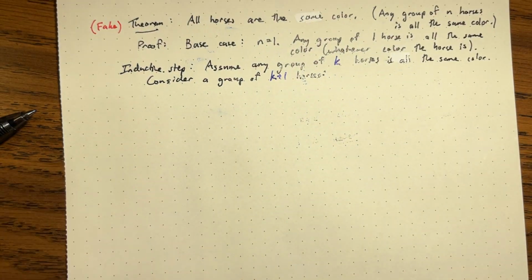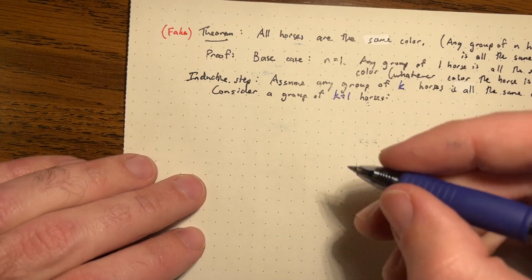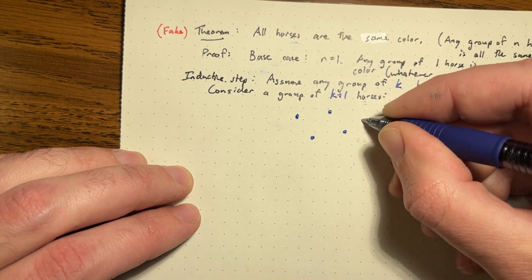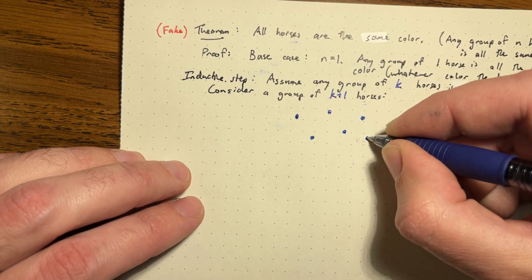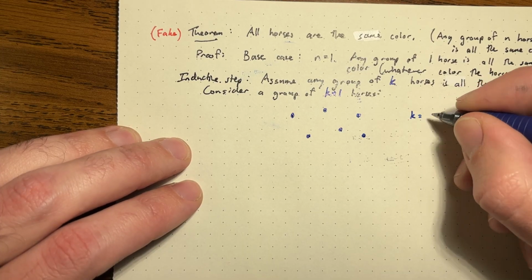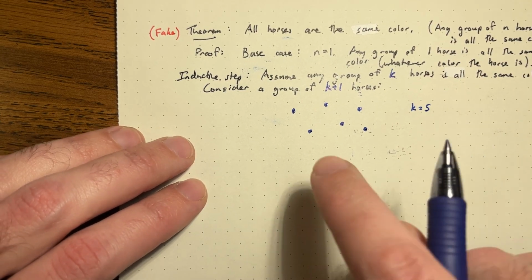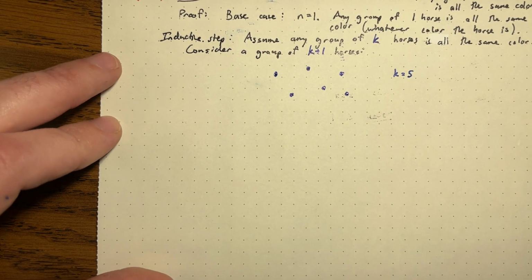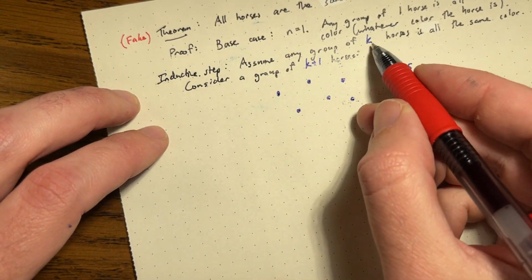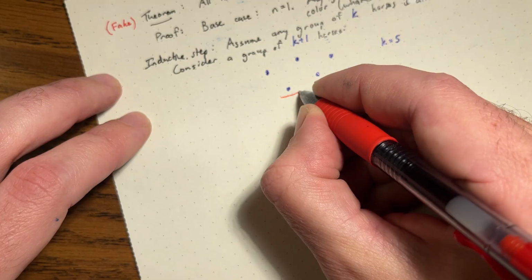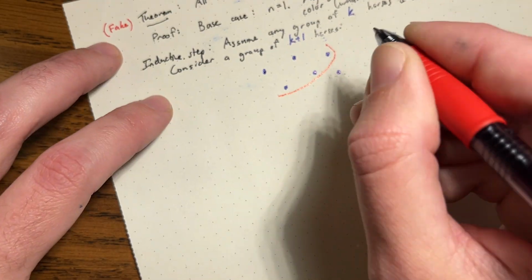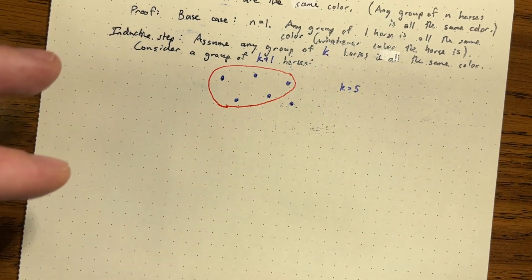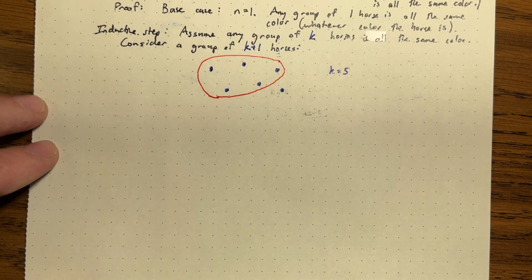So I'm going to draw a picture. So that might look like this. So I'll have some horses. Maybe I'll do the case for k equals 5 just to be able to draw a picture. So I have 6, so I'm considering one more. And here's the argument. I'm going to try to reduce this to the case of k horses, which we're assuming. And I'm going to choose k of the k plus 1 horses, right?